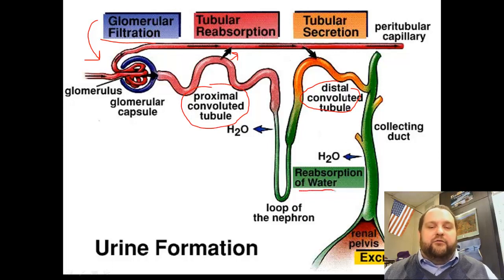And finally, we have reabsorption of water, which takes place in the loop of Henle, and it uses increasing salt concentration to draw water out, and then it uses impermeable walls to keep the water out, and then as we get to this collecting duct, it's going to draw even more water out because of that increasing salt concentration. So that's our formation of urine. It happens in those 4 steps, not too difficult.